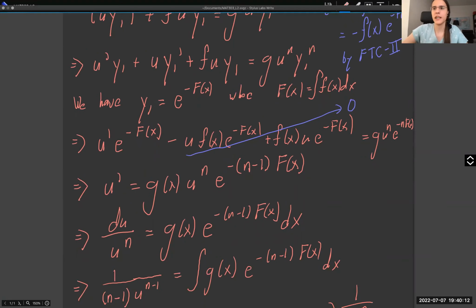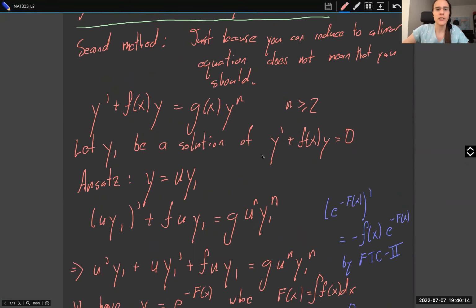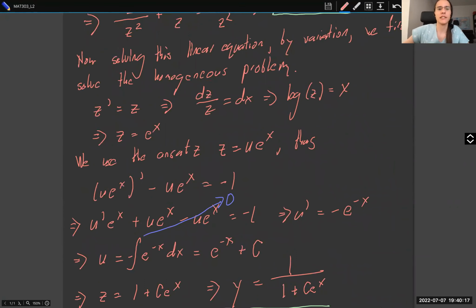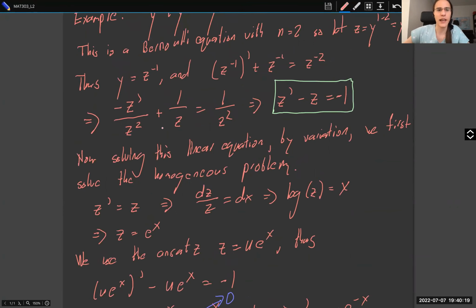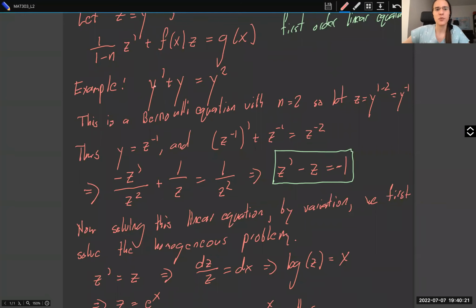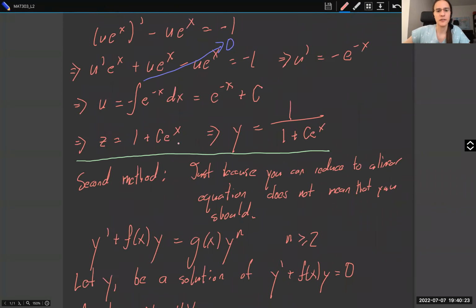Now, for the sake of padding things, I will solve the problem that we had before using this. It would be nice if we solved a different problem, but okay. So the equation is y prime plus y equals y squared.